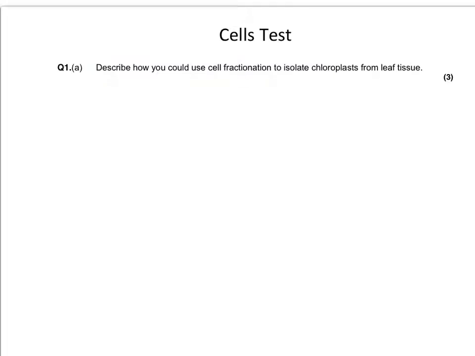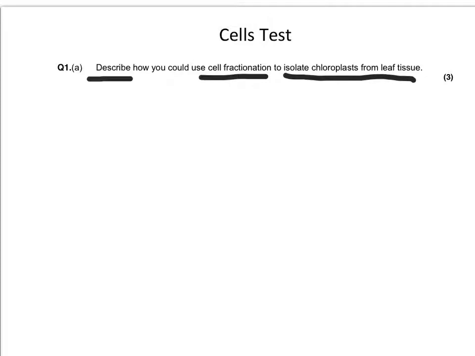Okay, on to the first question. This question is what we call an AO1 question, so it's knowledge and recall. As you can see, first of all, it says to describe how you could use cell fractionation to isolate chloroplasts from the leaf tissue. So the key thing with this question is that they obviously want you to talk about cell fractionation, but they then want you to go on to say how you would isolate chloroplasts from the leaf tissue.